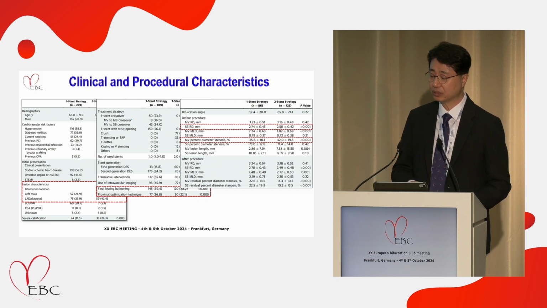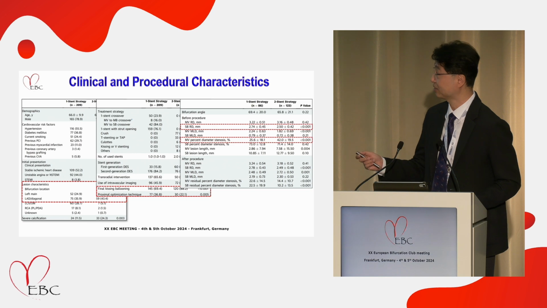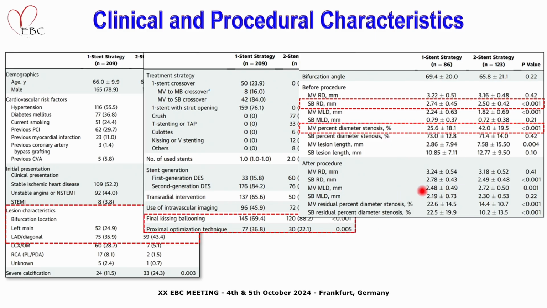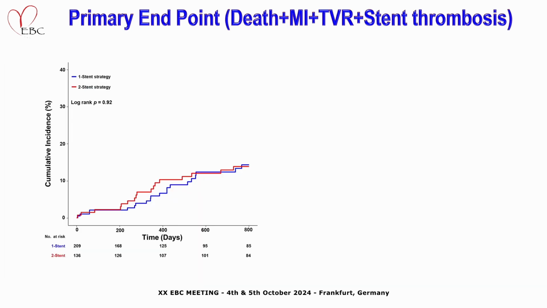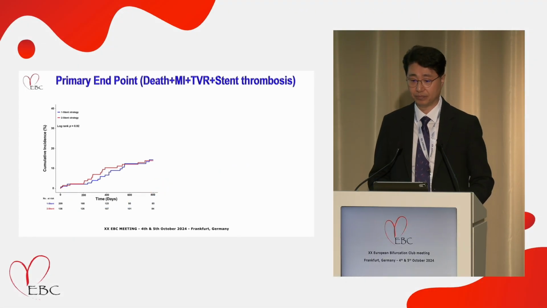And even though it's a 001, which means there is no main vessel disease, the diameter stenosis in the two stent strategy is more than 40%. It means that even though we classified it as 001, we can assume there is some disease in the main vessel. Anyway, the primary endpoint was a composite of all-cause death, MI, TVR, and stent thrombosis.